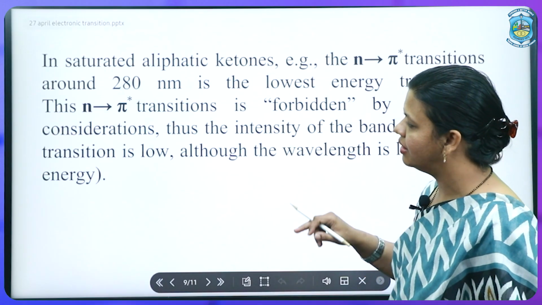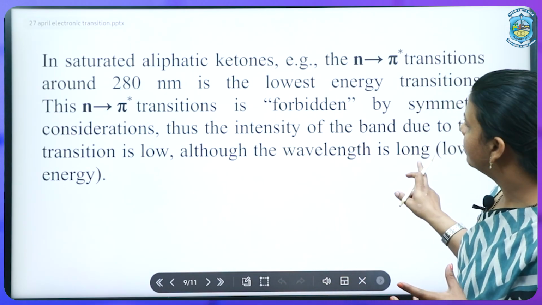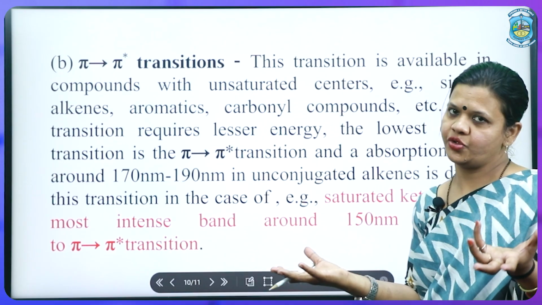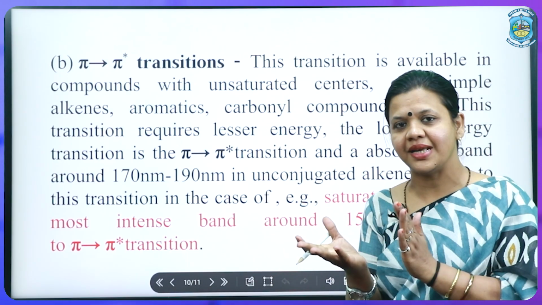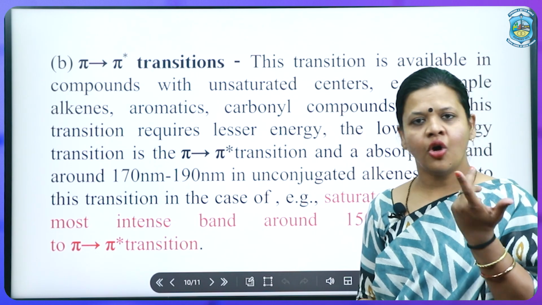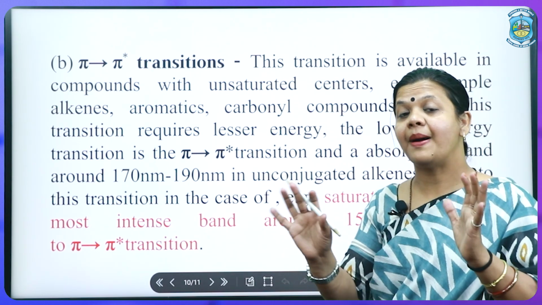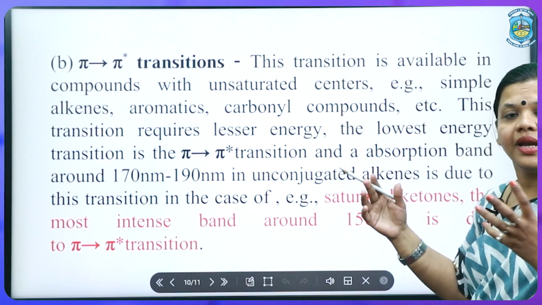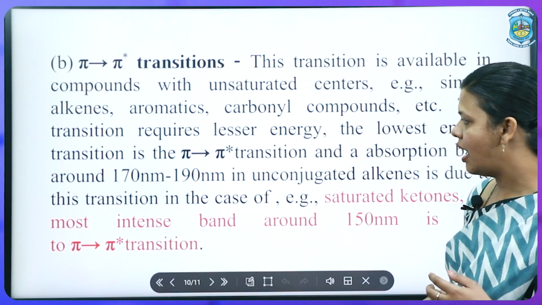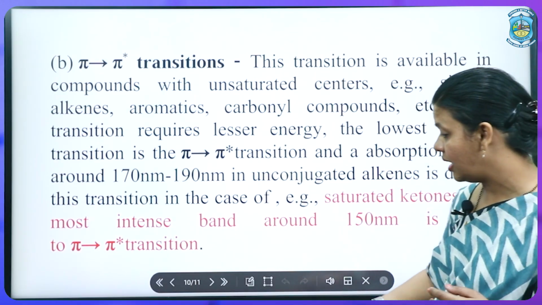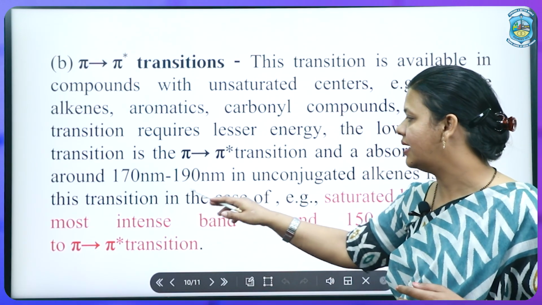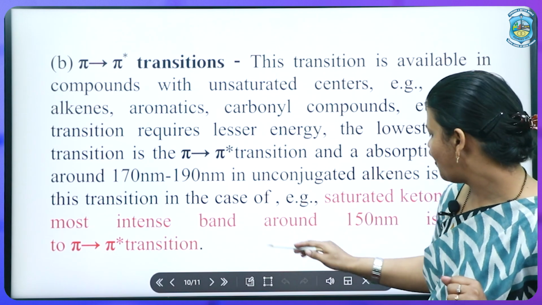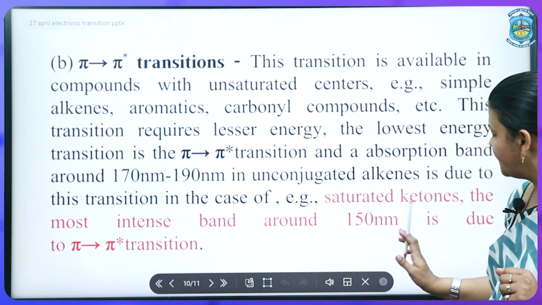Now, the second transition that is considered important is the pi to pi star transition. This transition is available in compounds which have unsaturated centers. Obviously, when we are talking about a transition from pi to pi star, there has to be a pi bond present. Not necessarily a heteroatom, but a pi bond should be present. So all alkenes, aromatic compounds and carbonyl compounds are examples in which the pi to pi star transition occurs. And in what range does the pi to pi star transition show absorption? In the range of 170 nanometers to 190 nanometers. An example is saturated ketones, which have an intense band for the pi to pi star transition in the range of 150 nanometers.